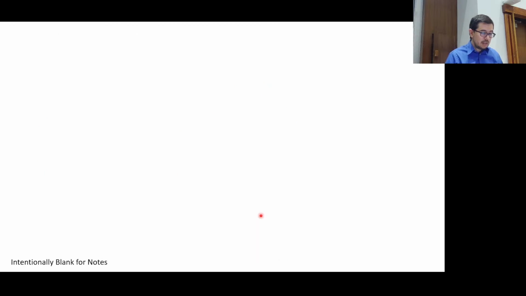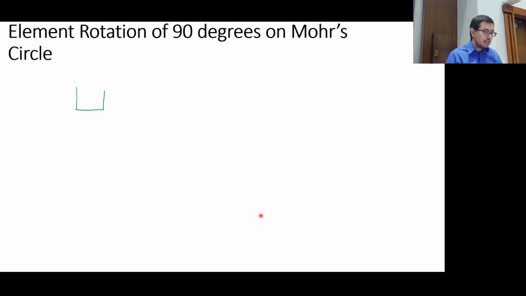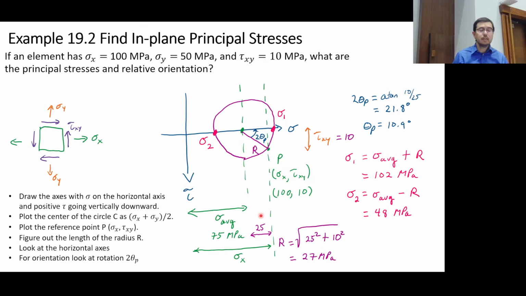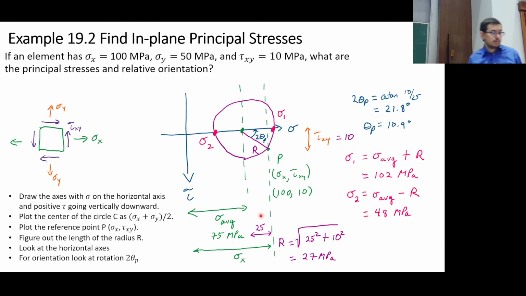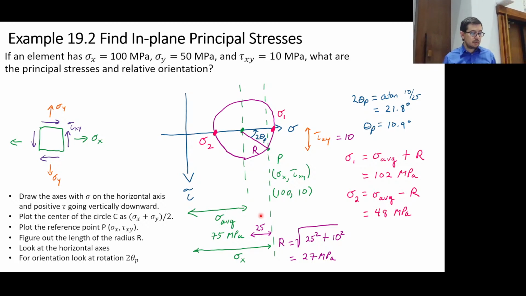Good. If tau xy in this example were negative for whatever reason, would we have to keep our tangent different, or is it the same? You have to be careful about what you're doing. Let's say it was negative and we started here. Sometimes you want to keep your life simple. Let's say that your P point is right there where the laser pointer is.